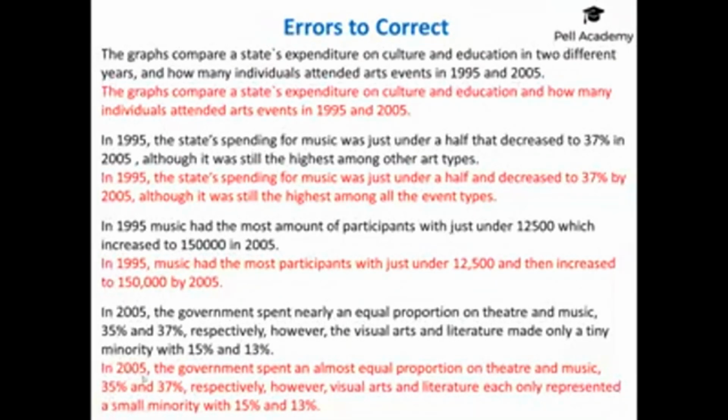And the last one then: "In 2005, the government spent an almost equal proportion on theatre and music." So this again was just, you got a bit tongue-tied here, so you're trying to do too much. It's "nearly an equal proportion," but it would be "an almost equal proportion." That would be a much more natural phrase, and a very useful one as well. This is something that I could see you using in a lot of essays.